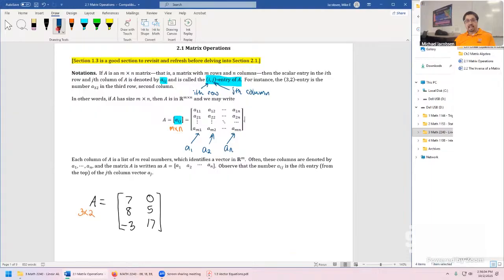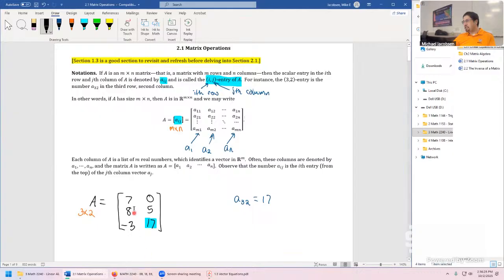If we were to indicate the entry in the A32 position, A32 would just tell us to go down to the third row. That's what the first three is indicating. 2 means go to the second column. So that would be 17 itself.